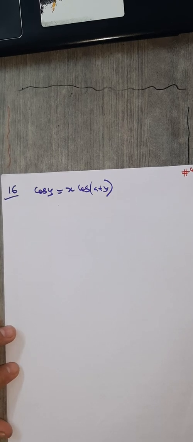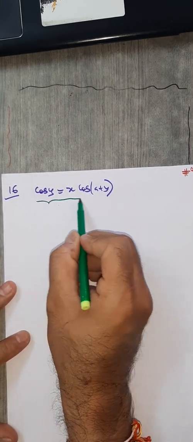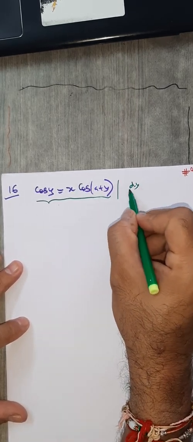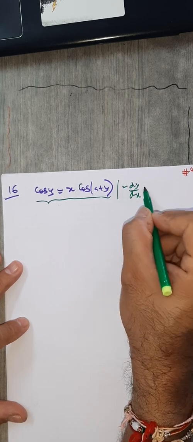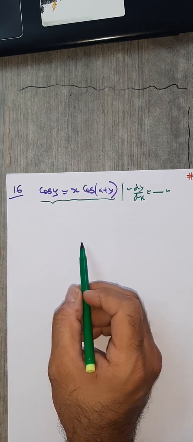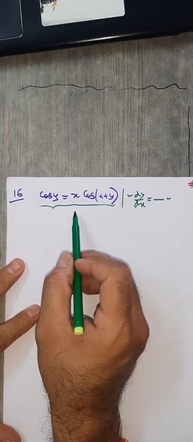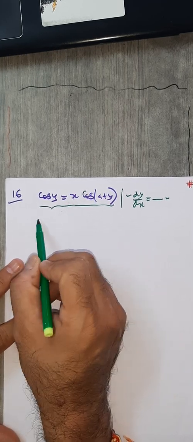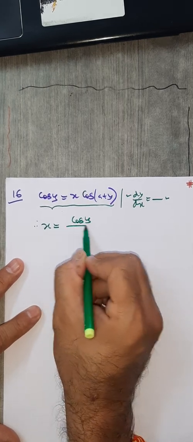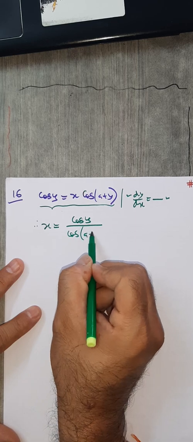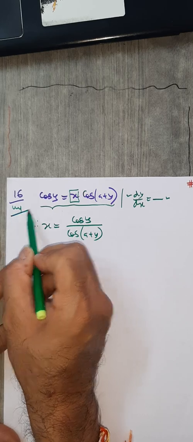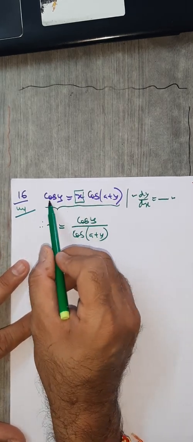Next question, number 16. You have cos y equals to this expression. The question is, prove that dy by dx equals to some expression here. Now this is again an equation about both the variables. But you can see that x can be expressed in form of y very easily. So cos y upon cosine of a plus y. Make x the subject of the expression. This is a good example again. So x equals to cos y upon this.